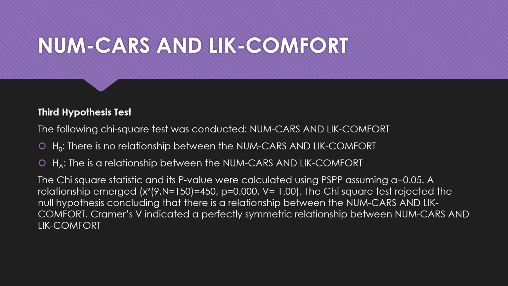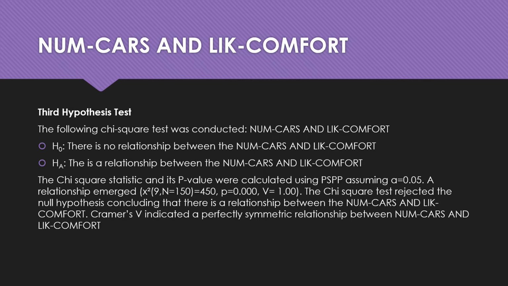The third hypothesis, conducted using the chi-square test, was on number of cars and like and comfort, and the null hypothesis states that there is no relationship between a number of cars and like and comfort. And the alternative hypothesis, on the other hand, states that there is a relationship between the number of cars and the like and comfort. The chi-square statistics and its p-value were calculated using the PSPP, and a relationship emerged.